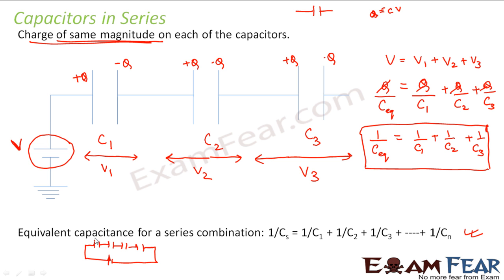Now let us suppose this is C1, this is C2, this is C3, this is C4. These 4 are in series, so let us suppose we calculated the equivalent capacitance of the circuit. So we can say that this equivalent capacitance is a substitute of all these 4 capacitances. We can show it diagrammatically like this. The equivalent capacitance of these 4 capacitors is nothing but a replacement of these 4 capacitors.